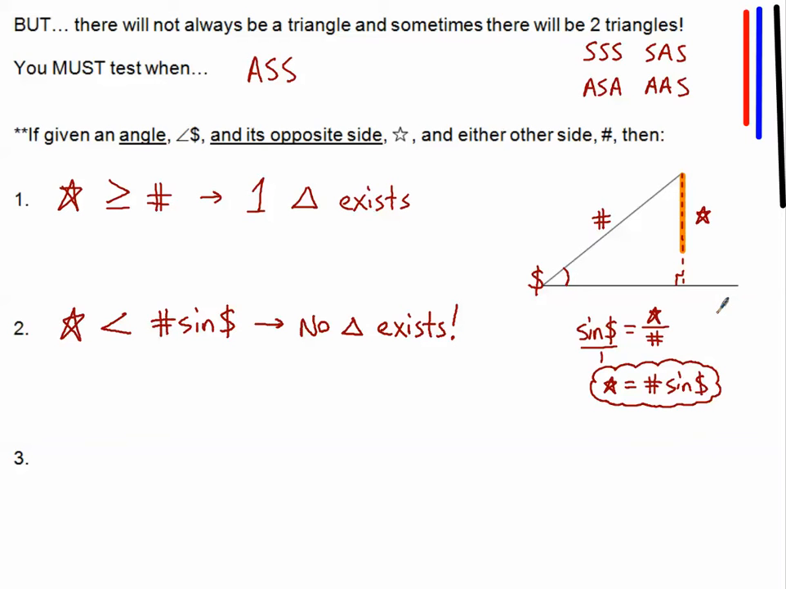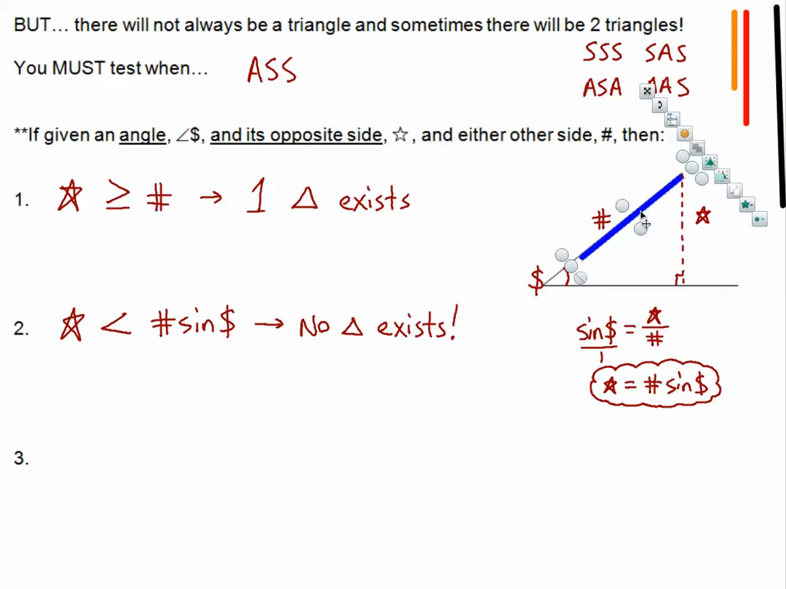Okay, so the third case, let's get rid of this orange. Uh-oh. See if I can grab just the orange. There we go. So the third case is, what if we have a side that is long enough, but goes a little bit past? It's bigger than hashtag times the sine of dollar symbol, but it's still less than that actual side that's hashtag.